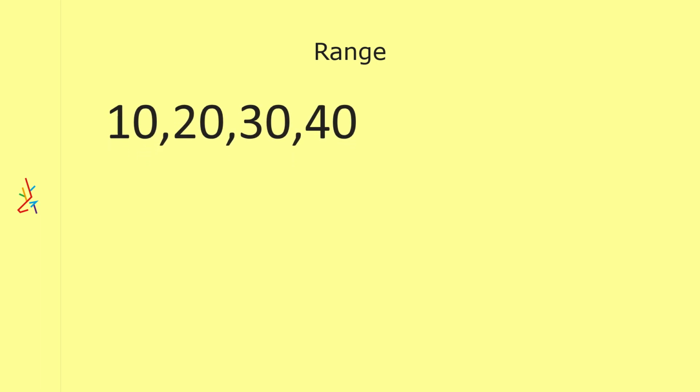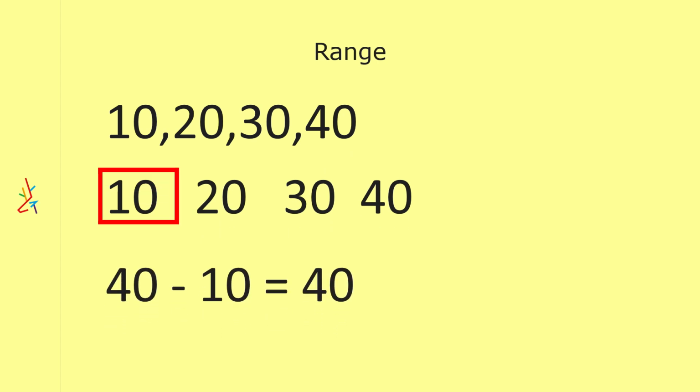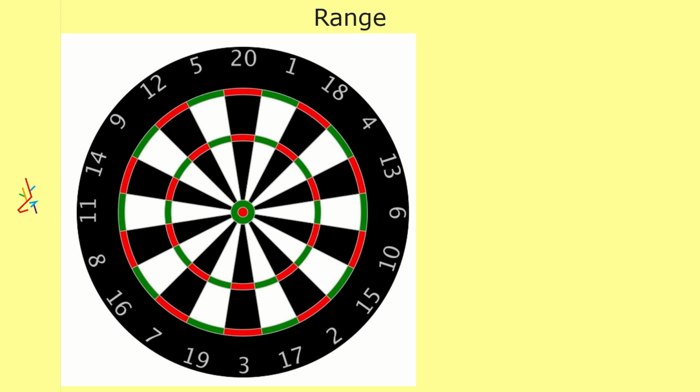So, our numbers, 10, 20, 30 and 40. It's going to be the highest number, take away the lowest number. So that gives you a range of 30, but it doesn't give you what range means. It just is the highest minus the lowest. Let's look at what range means.